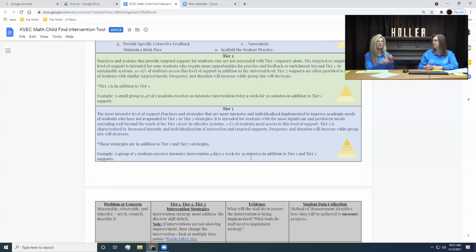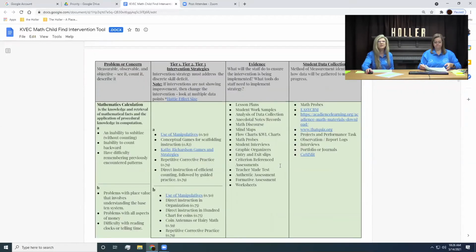So that's what determines whether an intervention is a tier 1, tier 2, or tier 3: the frequency, the duration, and the group size. So that's what it looks like for those. We decided that we needed to make this a tool that's really usable for our special ed teachers.